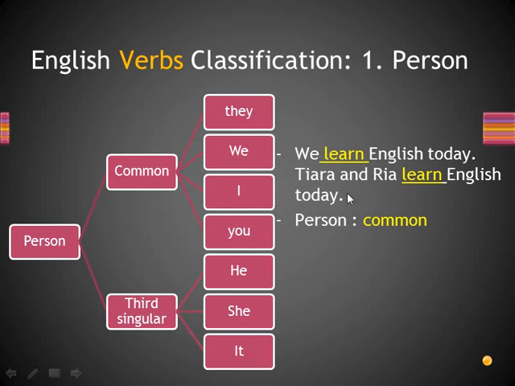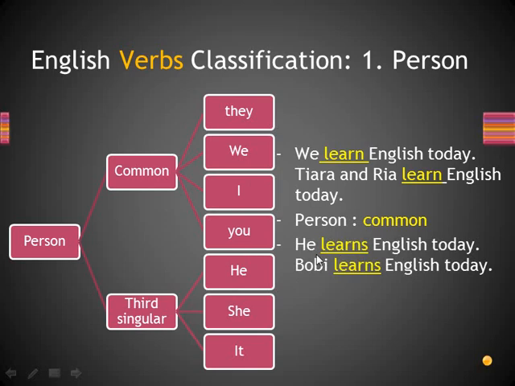Jadi kalau kita menganalisa verb di sini, learn, kita analisa personnya, maka dia termasuk yang common. Kenapa? Karena subjeknya di antara ini, bukan yang third singular. Take another example. Nah, kalau di sini he learns English today, or Bobby learns English today. Kalau kita analisa personnya, maka the person is third singular. Why? Because the subject is one of these, he, she, or it. Okay. So what do we have to remember from this?